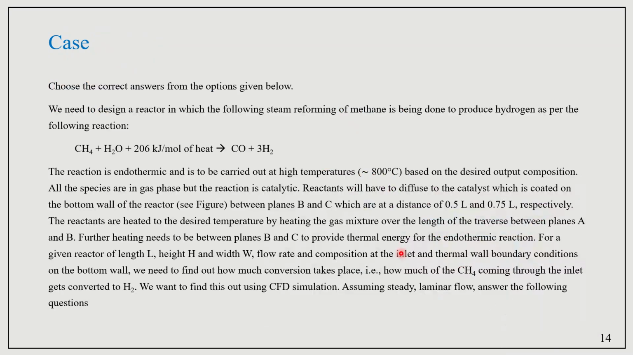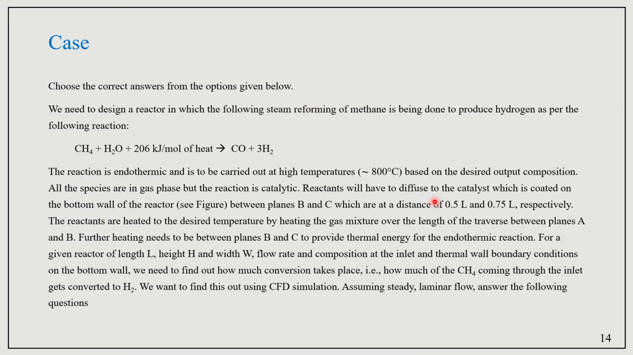So now we'll go back and look at the question once again. We need to design a reactor in which the following steam reforming of methane is being done to produce hydrogen: methane plus water gives carbon monoxide plus hydrogen. It is an endothermic reaction and we are supplying heat at a very high temperature, 800 degrees Celsius, for us to get the desired output composition.